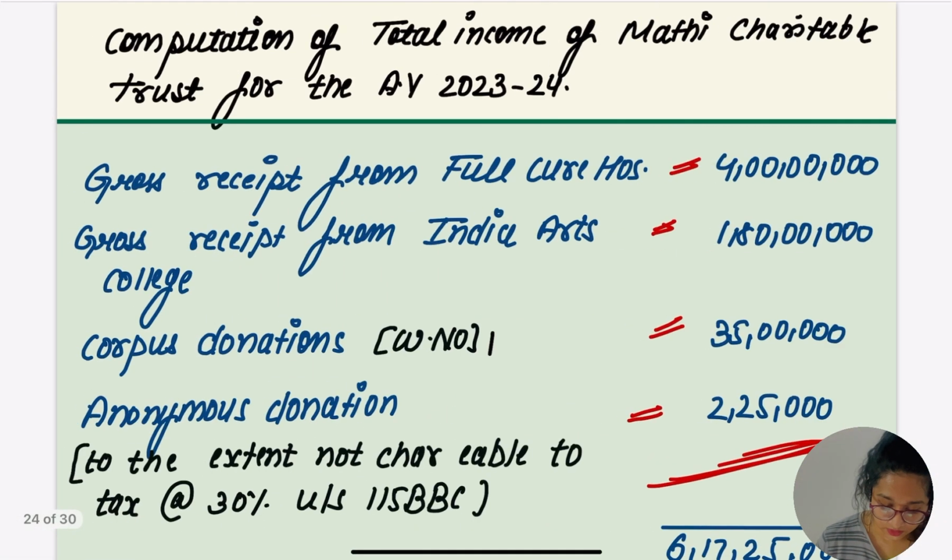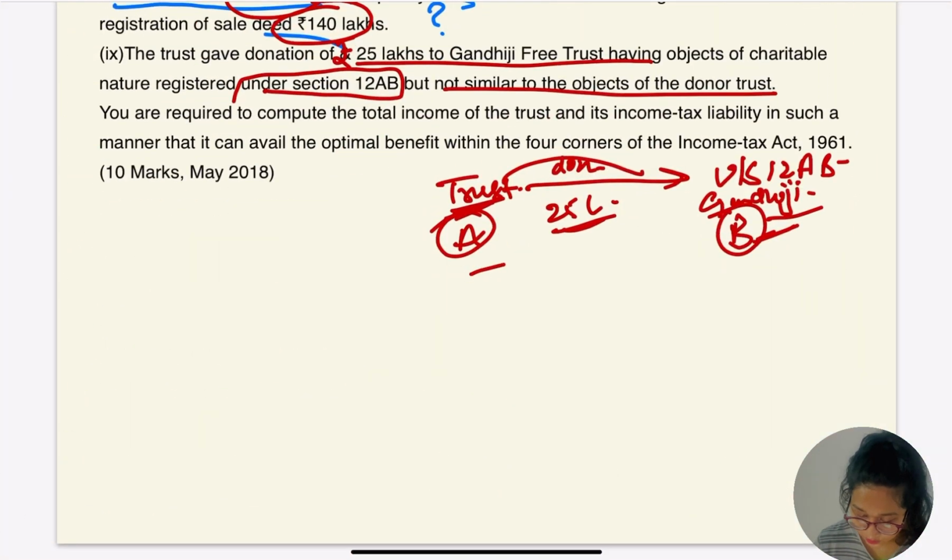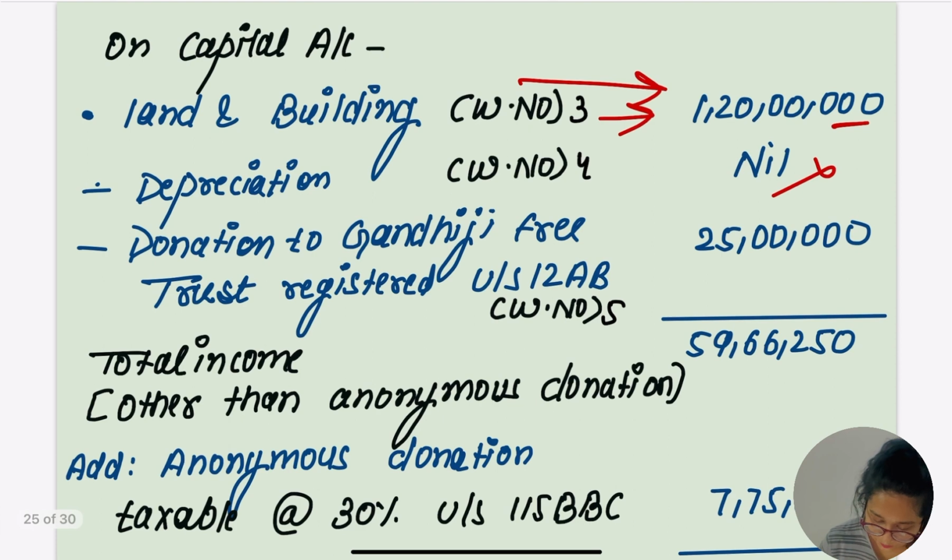Now the donation to the trust. As I told you, trust A has donated 25 lakh. Trust B does not have the same object. So can we get that deduction? Yes, as the trust is registered under section 12AB. The Gandhiji Trust is registered under section 12AB, so trust A is going to get the deduction as applied amount. So this amount of 25 lakh would be taken.